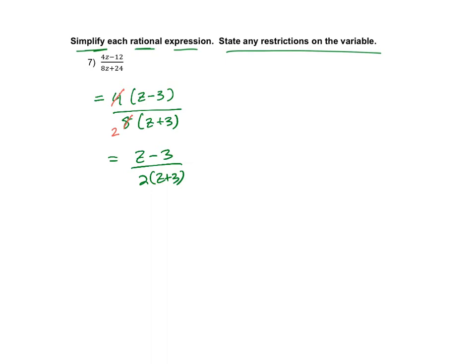My restriction is what makes the denominator equal to 0. So c plus 3 equals 0. So c doesn't equal negative 3. On my last step here, I'm just going to distribute that 3. That's it.